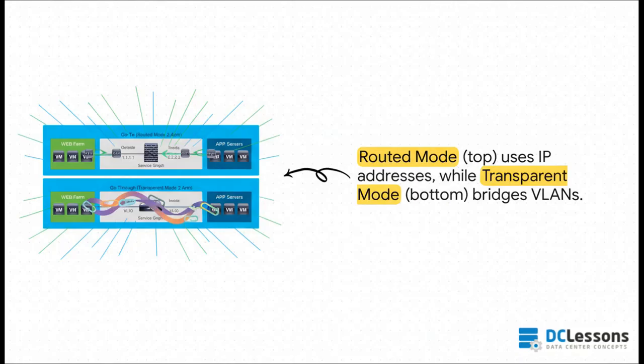And this diagram just illustrates that difference perfectly. Take a look at the top diagram for go-to mode. You can clearly see the service device has IP addresses on its interfaces, right? It's acting like a router between two different subnets. Now look at the bottom diagram for go-through mode. There are no IP addresses on those data interfaces. It's simply acting as a transparent bridge, inspecting traffic as it flows between two segments.